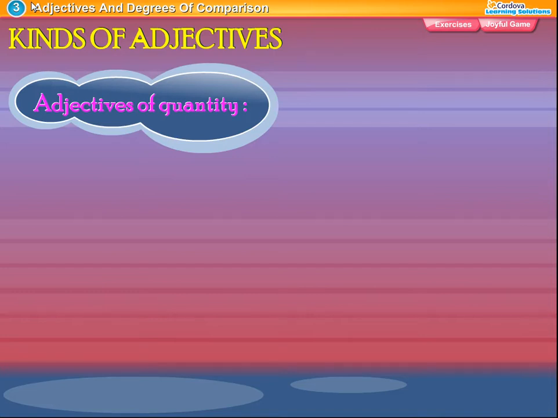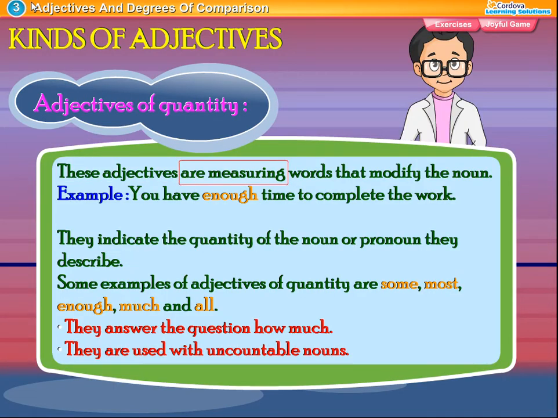Adjectives of quantity. These adjectives are measuring words that modify the noun. Example: you have enough time to complete the work. They indicate the quantity of the noun or pronoun they describe. Some examples of adjectives of quantity are some, most, enough, much, and all. They answer the question, how much? They are used with uncountable nouns.